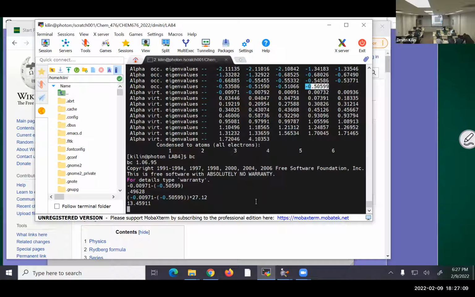And then space and hook, space and hook, space and hook. When you see A, it means you are about here now. Q, stop it. BC, the calculator. And now copy paste this one is HOMO minus this one is LUMO. Paste. You can paste minus minus the brackets. Yes. Enter.